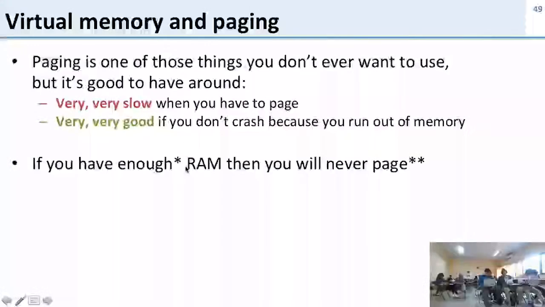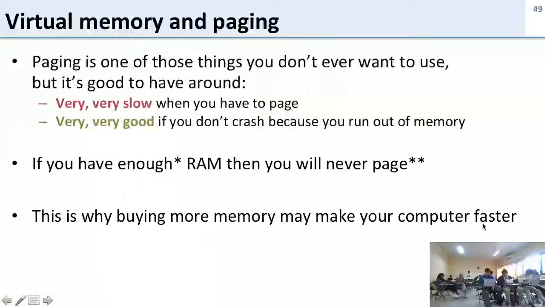So if you have enough memory in your computer, you'll never need to page. And this is great. This is why buying more memory will make your computer faster.